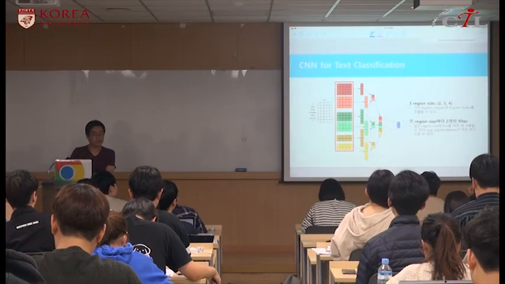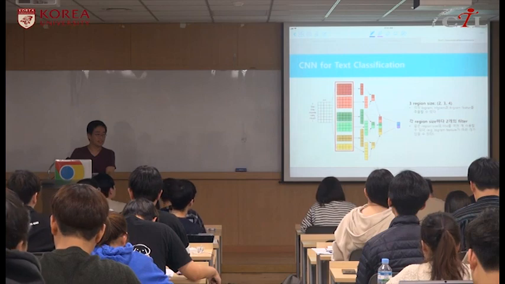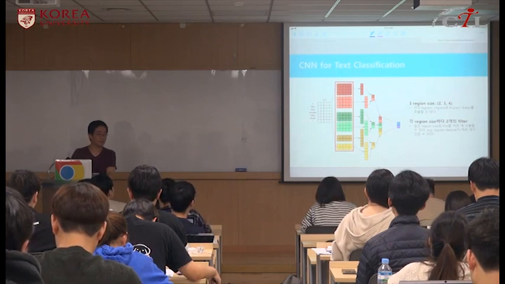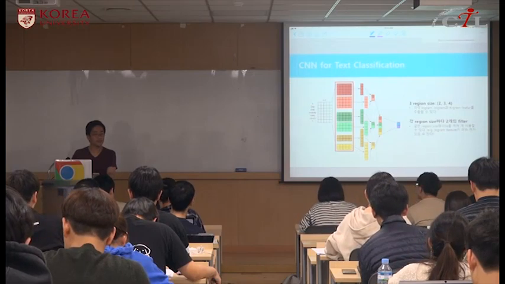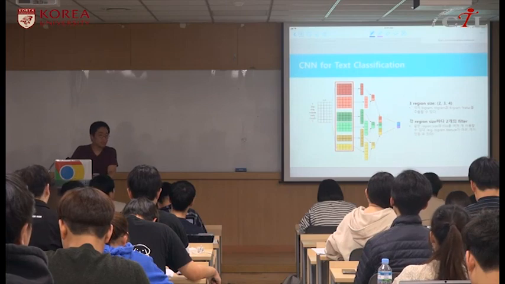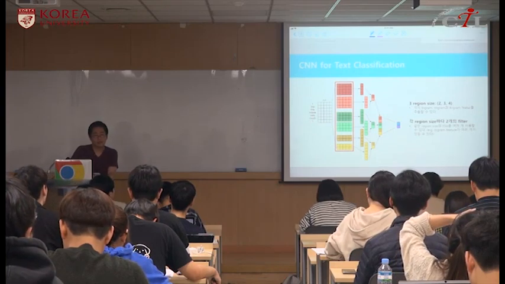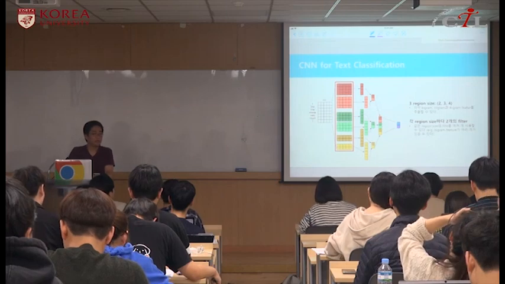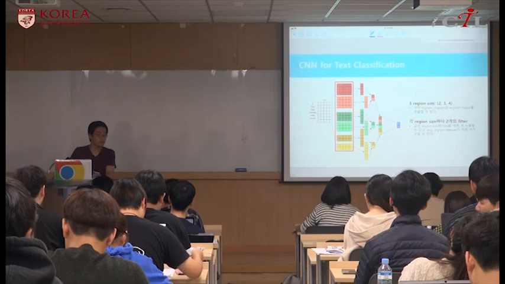So this is one really famous example where the convolutional neural net was applied to text classification. Image data is not the only application that CNN is applied to. It's actually applied to many other data, such as time series data or this text data.